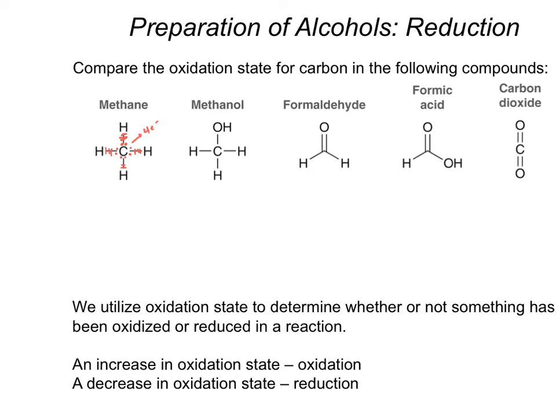If it wants 4, but instead gets 8 in this compound, it has a -4 oxidation state because it has 4 extra electrons than what it really wants. So the oxidation state here would be a -4.